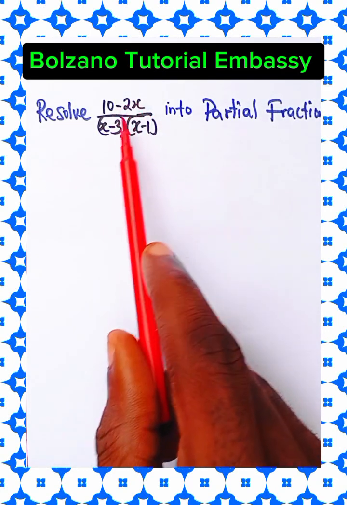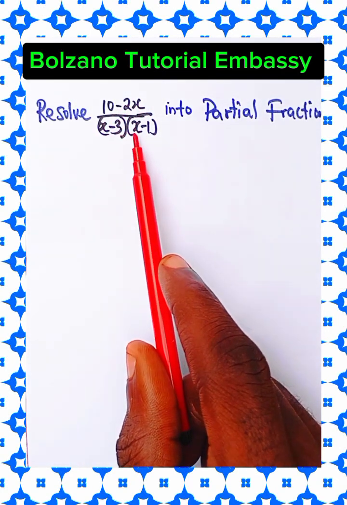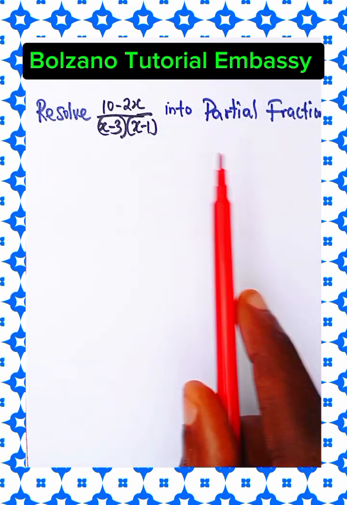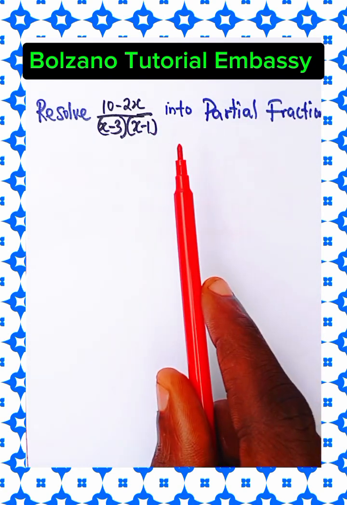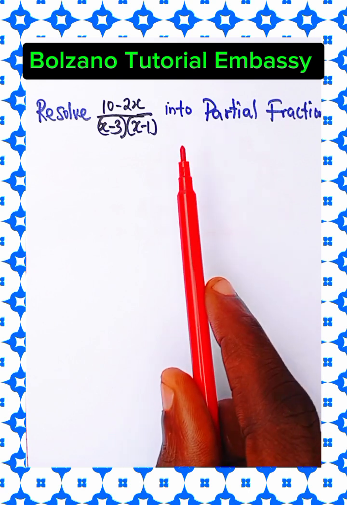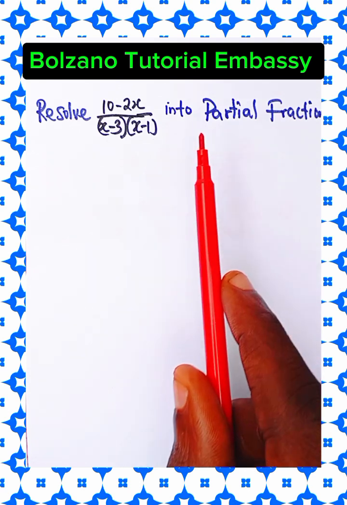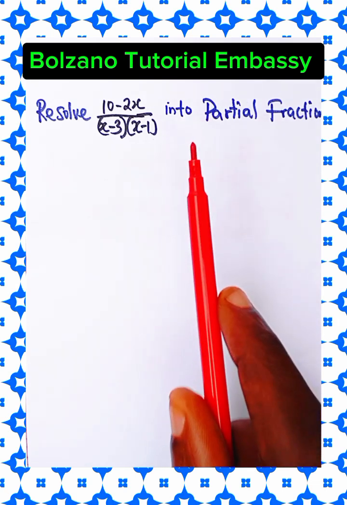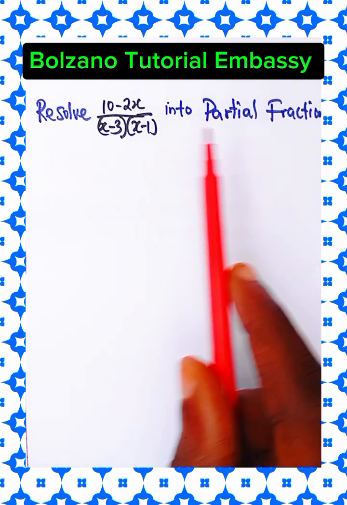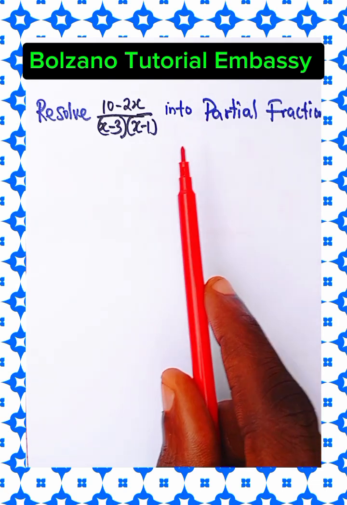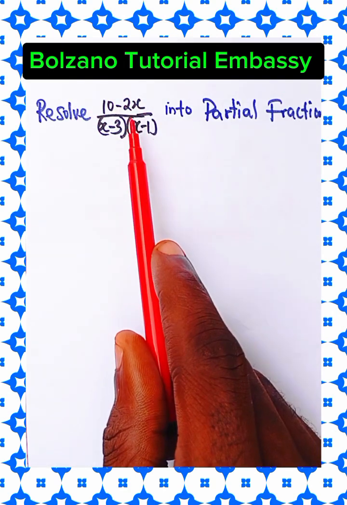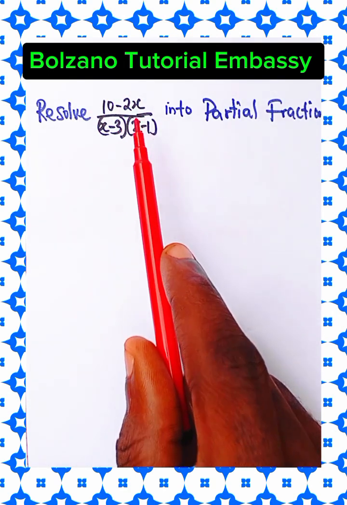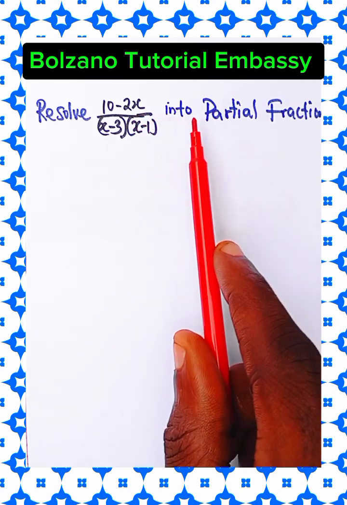Resolve (10 minus 2x) divided by (x minus 3)(x minus 1) into partial fractions. Now listen, when two or more fractions are added, we get a single or compound fraction. That compound fraction can be reversed or decomposed back to those individual fractions that were added. This is an example of a compound fraction, and we will be asked to decompose it into partial fractions or individual fractions.